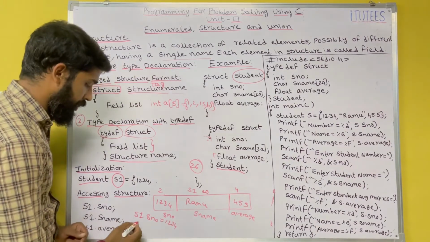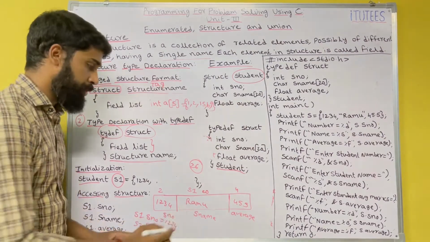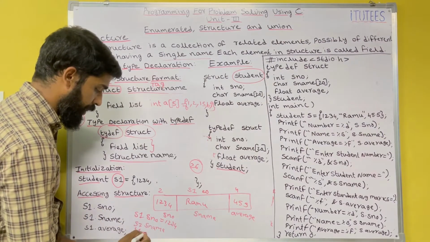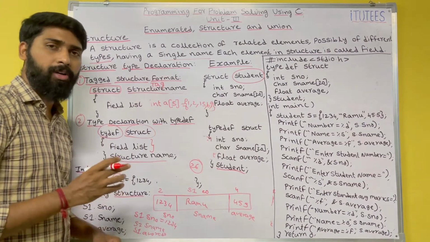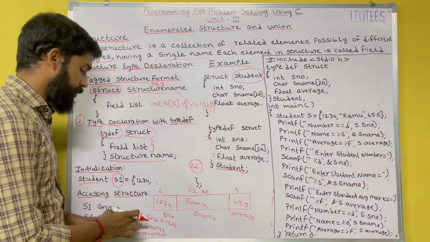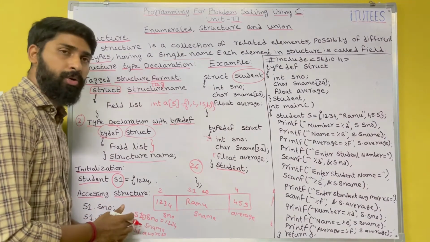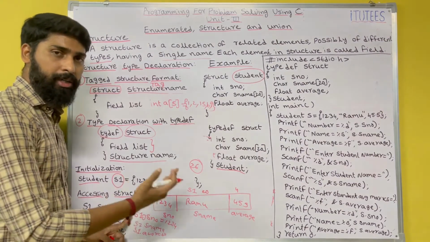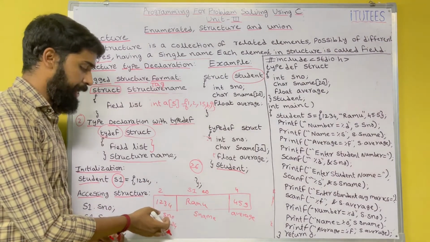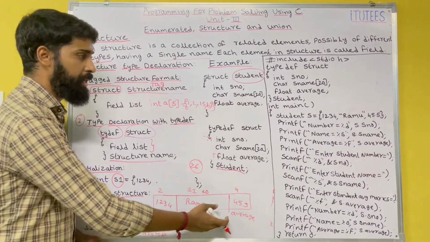So s1 dot s name is Ramu. And s1 dot average. Here we call s1 an object. So s1 is the object. You use dot to access the elements in the structure: s1 dot field name. Here the field names are s number, and s1 dot s name, s1 dot average.